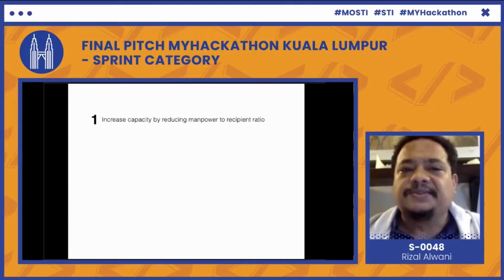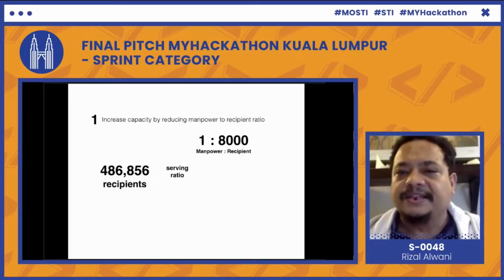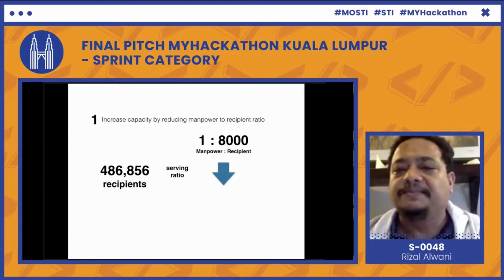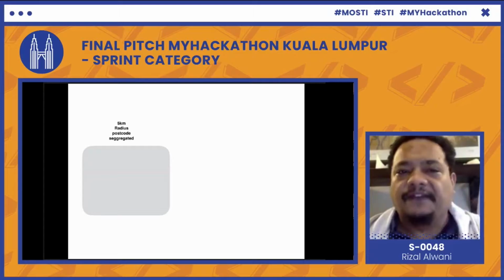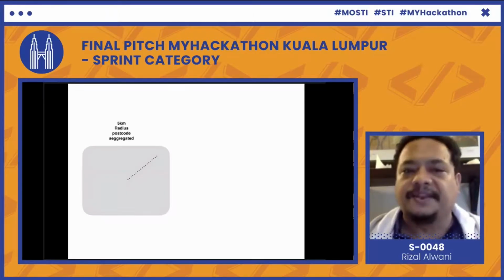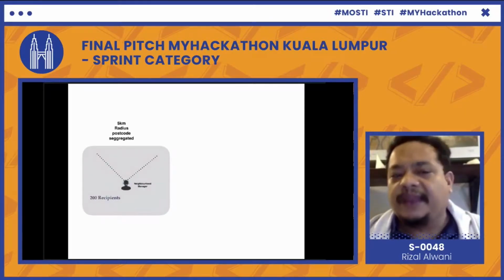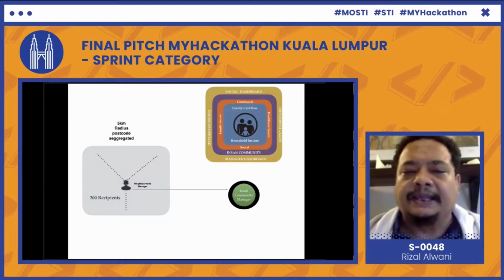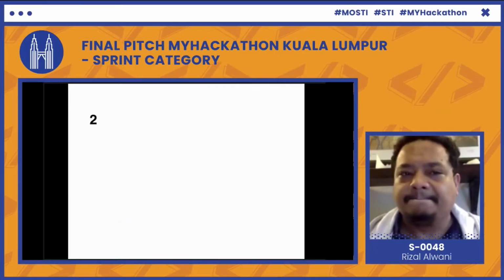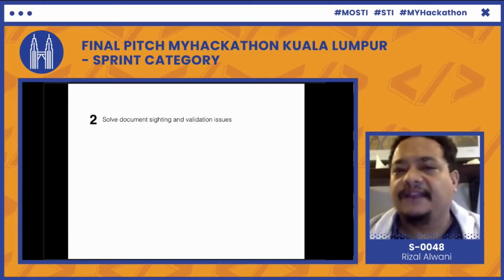So our solution is to increase the capacity by reducing the manpower to recipient ratio. What we will do with our solution is to reduce 1 to 8,000 manpower to recipient to 1 to 200. How we're going to do it is by zoning out a 5-kilometer radius, which is postcode segregated, and we will identify a neighborhood manager who will be able to handle up to 200 recipients. The neighborhood manager will utilize our system to register and monitor the beneficiaries throughout the year, and will give monthly reporting.